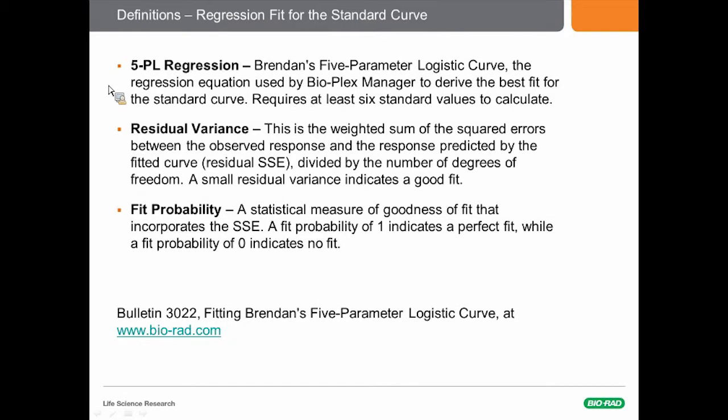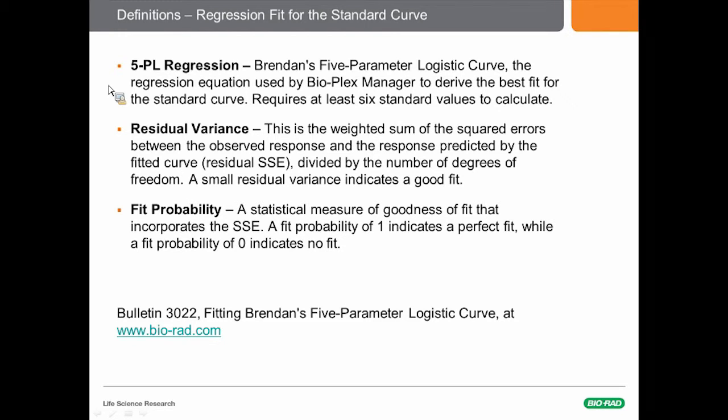BioPlex Manager uses an algorithm called Brendan's 5-parameter logistic curve, or 5PL regression, to derive the best fit for the standard curves. This fit requires at least 6 standard values to calculate. One difference between the 5PL regression and the more common linear regression is that 5PL regression doesn't have a single value, like the R-squared value in linear regression, to determine the standard curve quality.